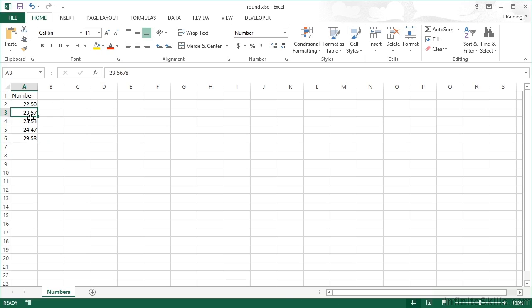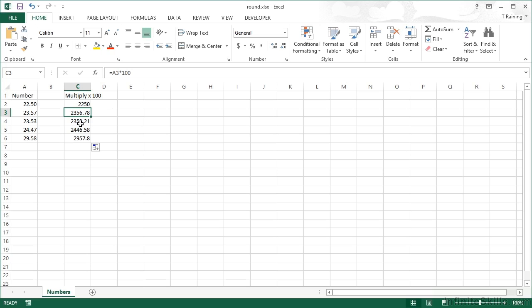If I click back in, although I can only see 23.57, the cell does actually contain 23.5678. So much so that if I then add in a multiplier, let's say by 100, so we take the cell there, multiply by 100, and then we replicate that to all of them. You can then see that although we can see here 23.57, multiplying by 100 gives me a result of 2356.78. So those decimal places are actually still there, they're just not visible.